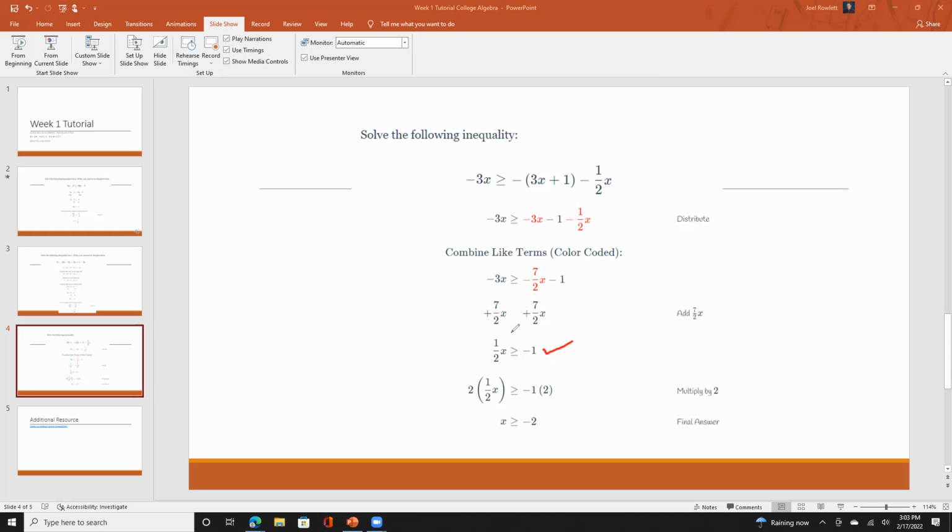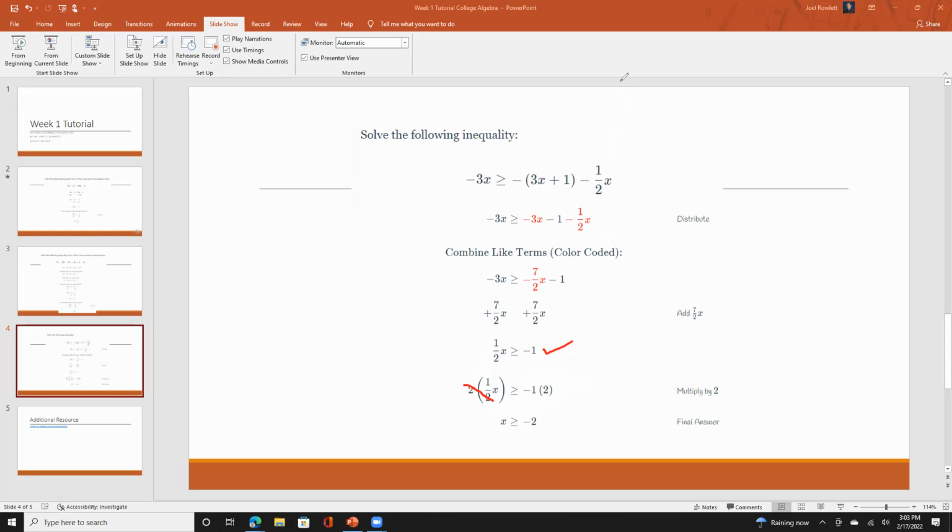Now they decided in this step to go ahead and actually eliminate the fraction. So they multiplied both sides by 2. And once they did that, that left them with negative 1 times 2. Notice that the final answer is x is greater than or equal to -1/2.